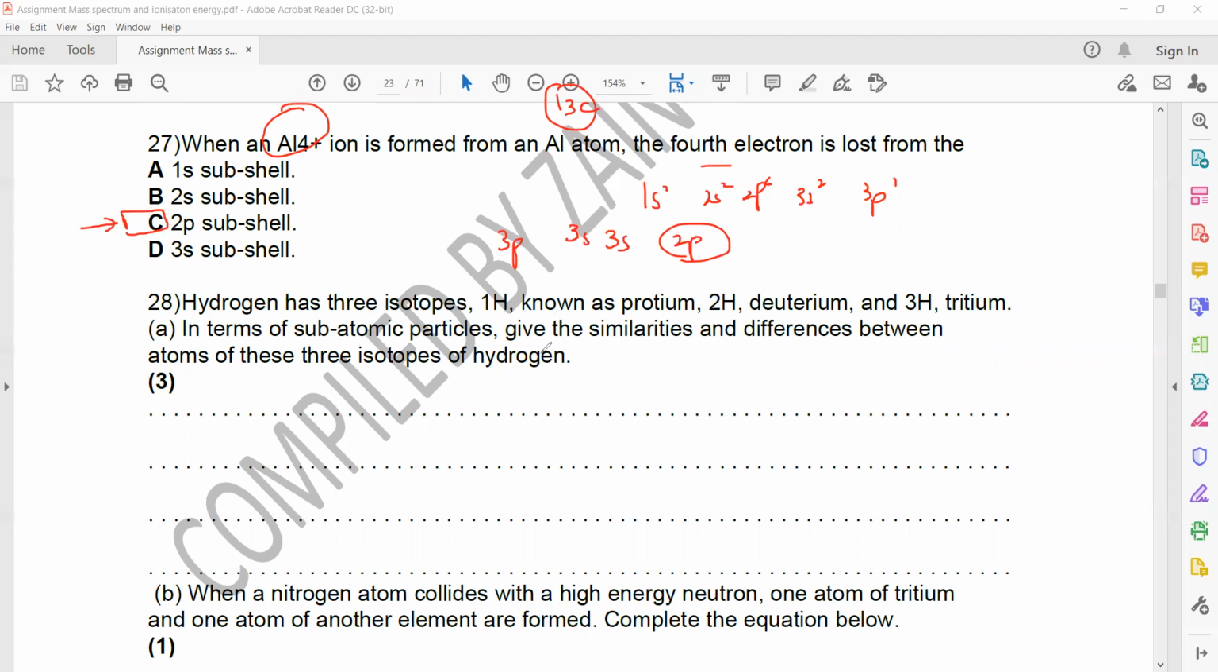Hydrogen has 3 isotopes. In terms of subatomic particles, how are they similar? They will have the same protons. And how are they different? They will have different neutrons in the nucleus.